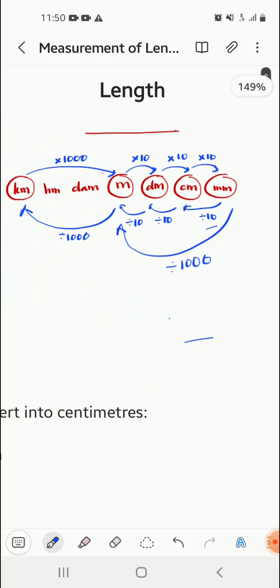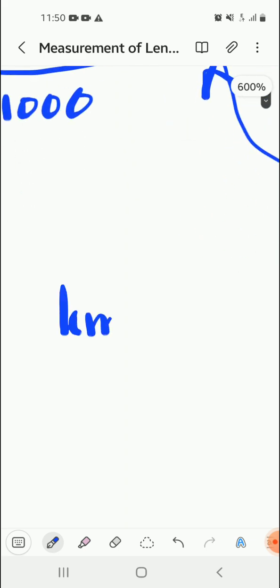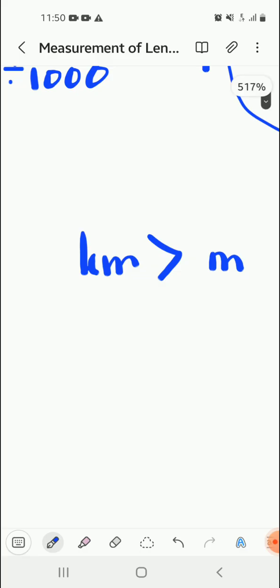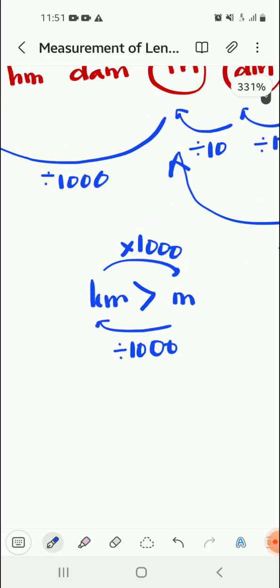So what I simply want to say is that whenever we are converting a greater unit like kilometer into a smaller unit like meter, we need to multiply. Kilometer is a greater unit, so kilometer to meter is multiply. But when we have to find the greater unit from the smaller unit, then we have to divide. So it's divided by 1000 in one direction, and multiplied by 1000 in the other. This is the basic rule that we have to follow.